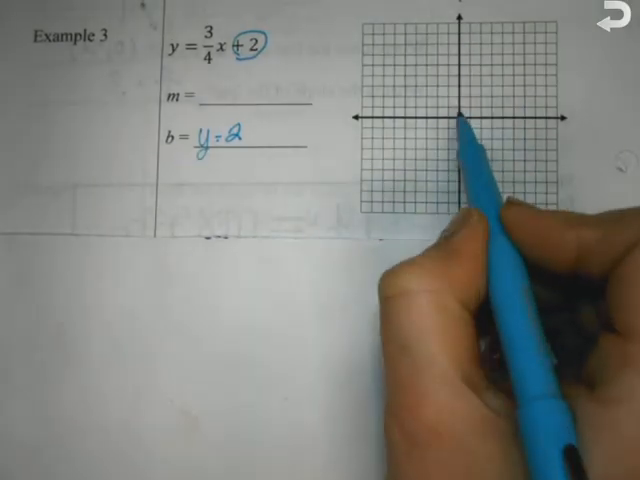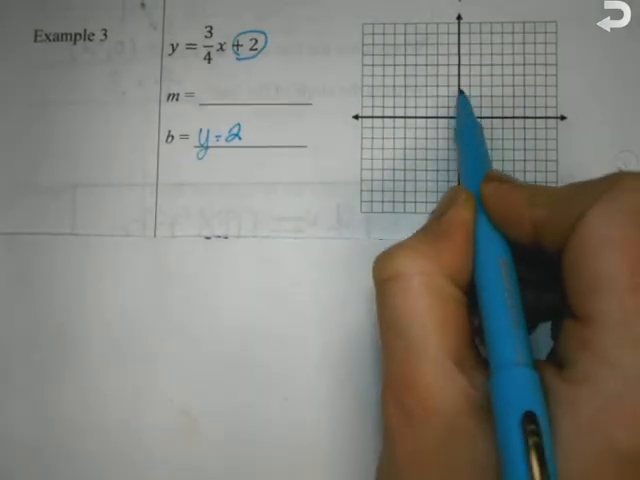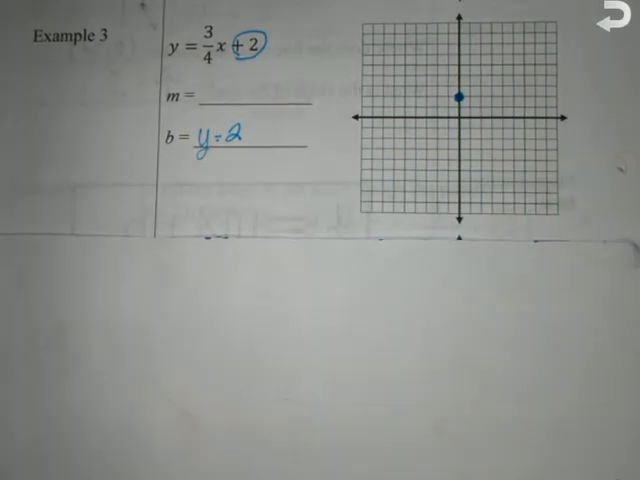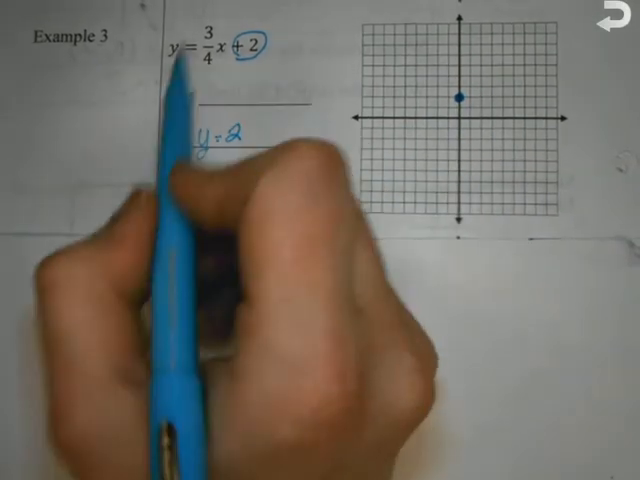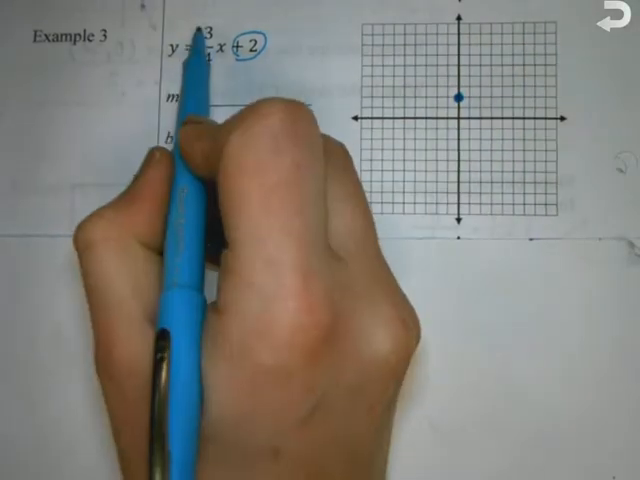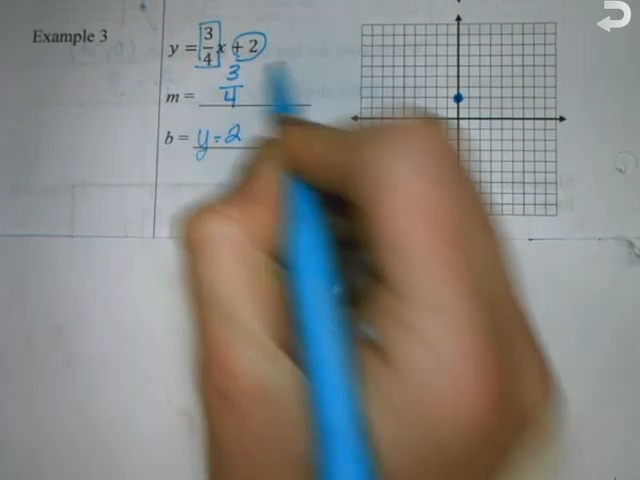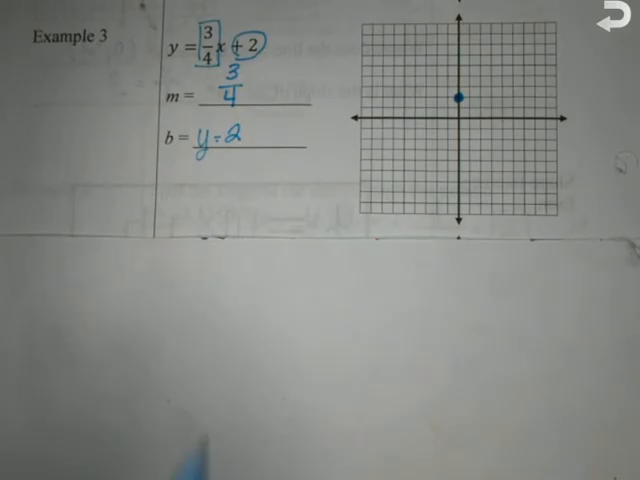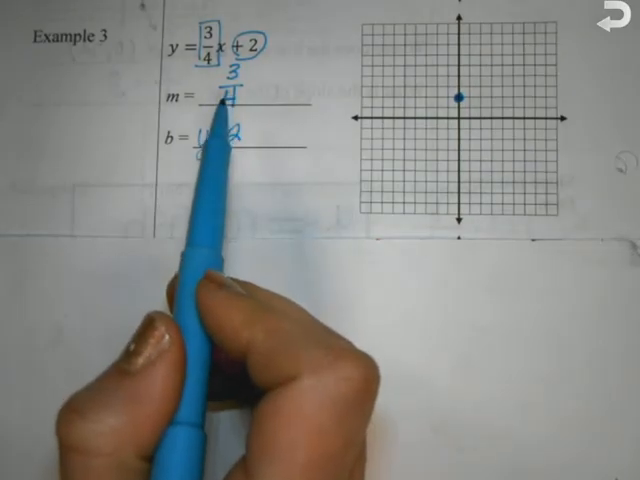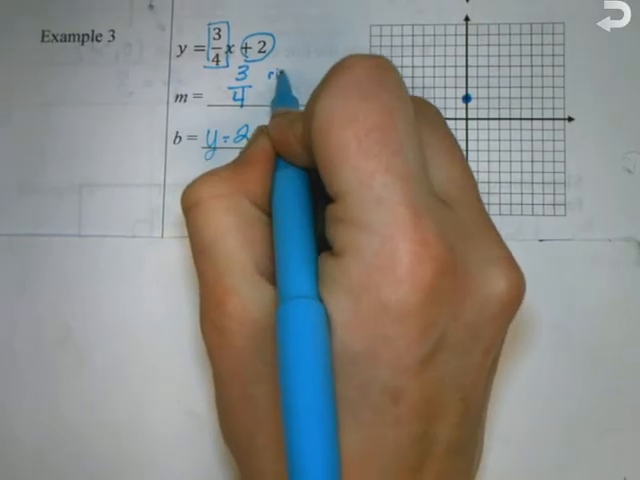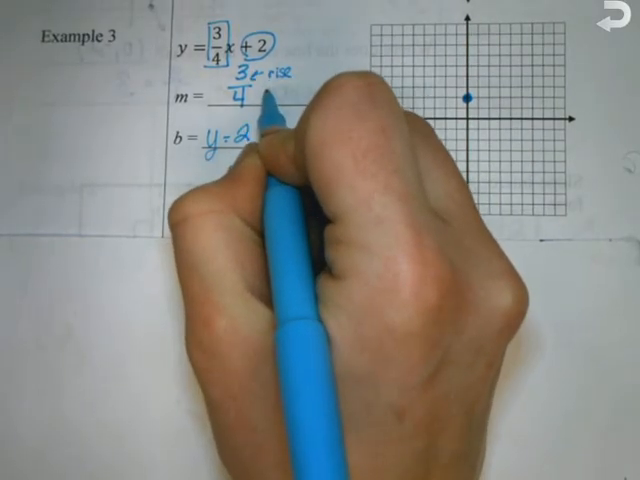What's my slope here? 3 over 4. You don't have to put it in fraction. No, we leave the fraction. What's 3? Rise or run? Rise. So 4 is run. So 3 is my rise, 4 is my run.